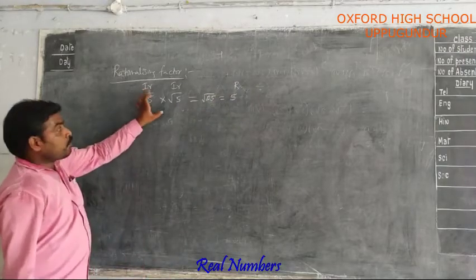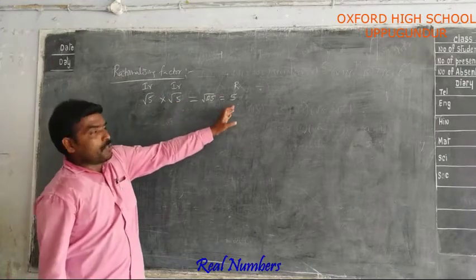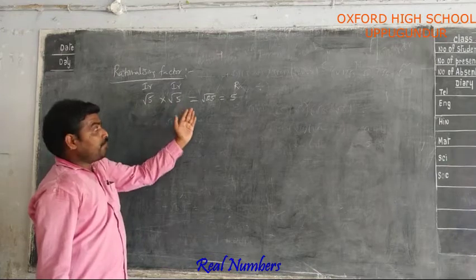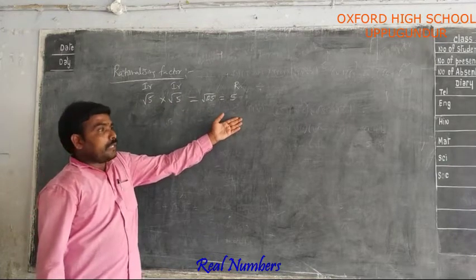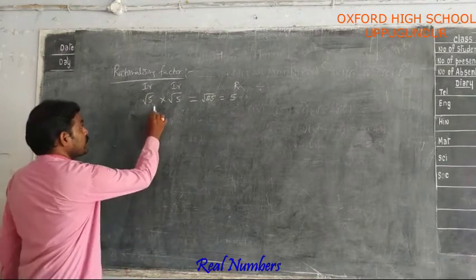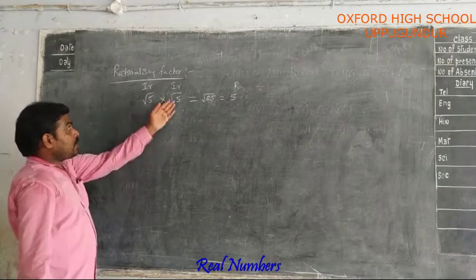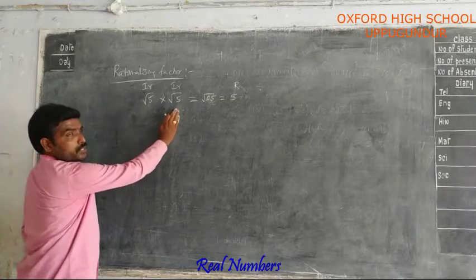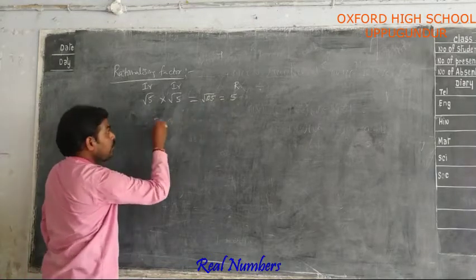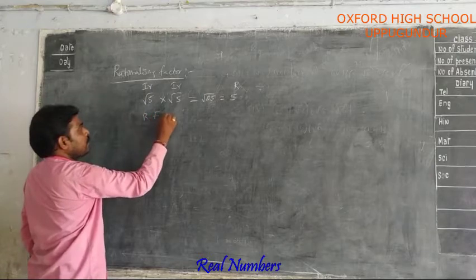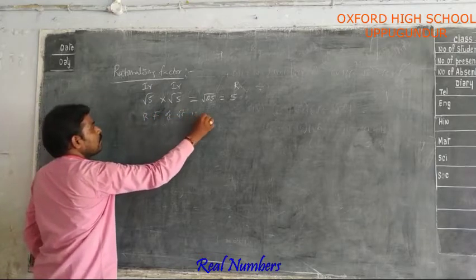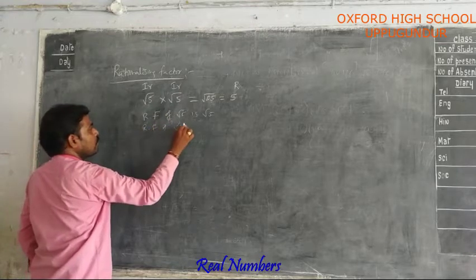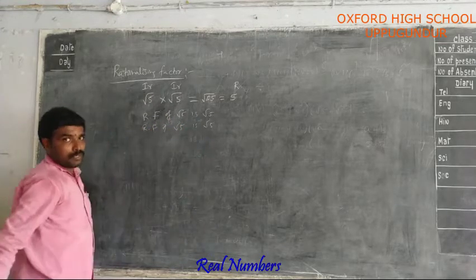If the product of two irrational numbers equals a rational number, then we can say those two irrational numbers are rationalizing factors of each other. Here, when you multiply these two irrationals, you are getting the rational number 5. That's why you can say the rationalizing factor of root 5 is root 5. Similarly, the rationalizing factor of another root 5 is also root 5.